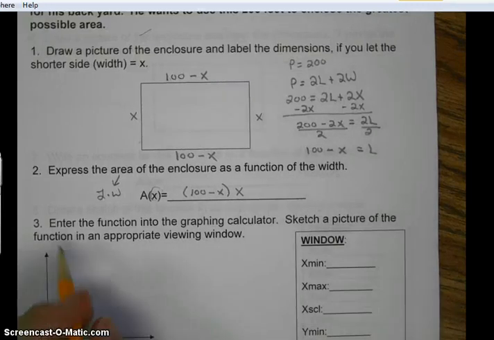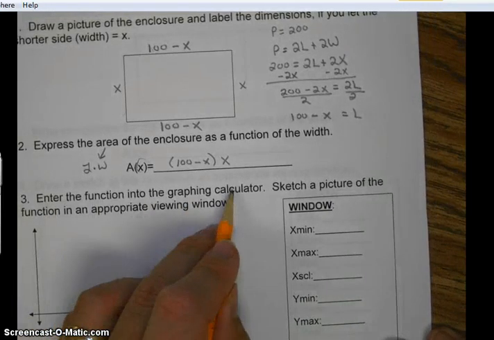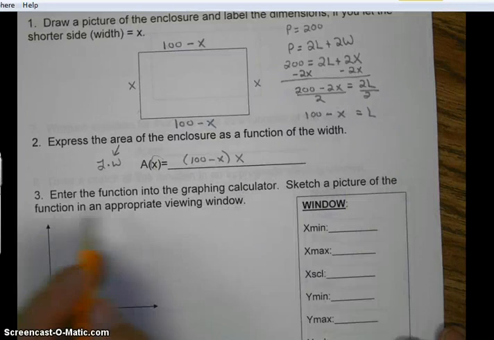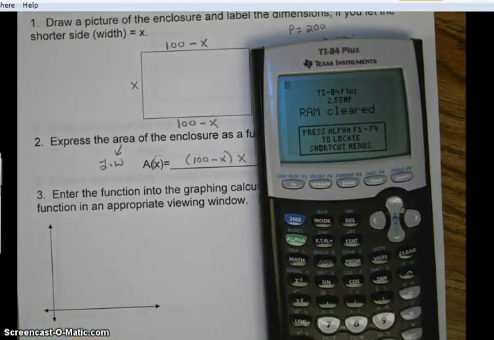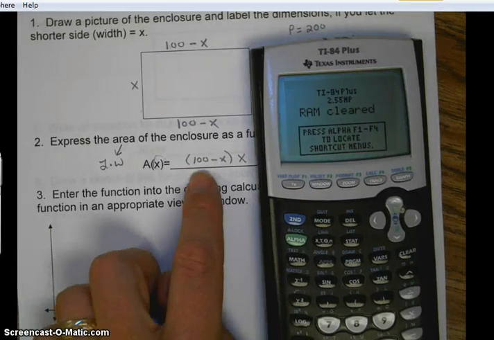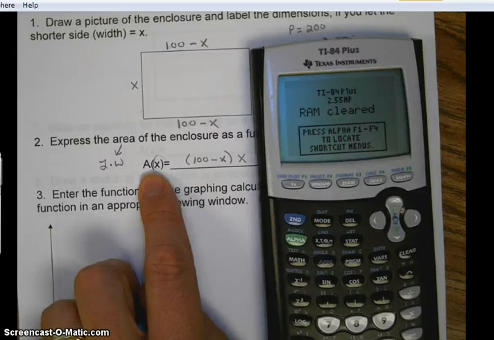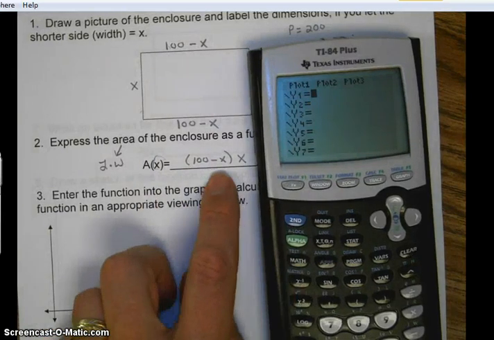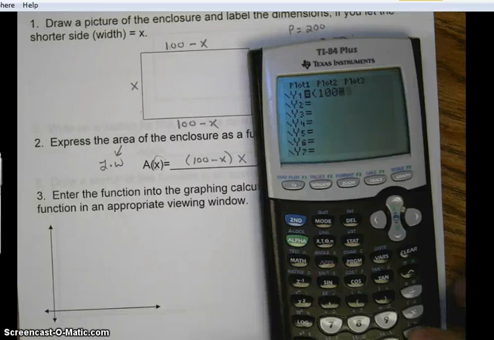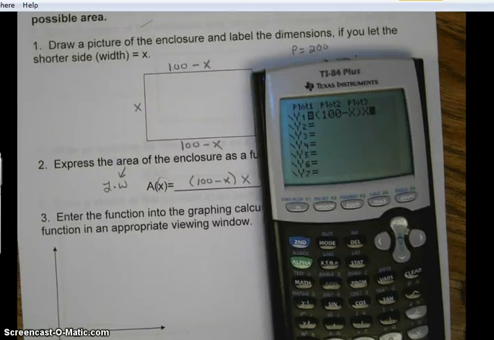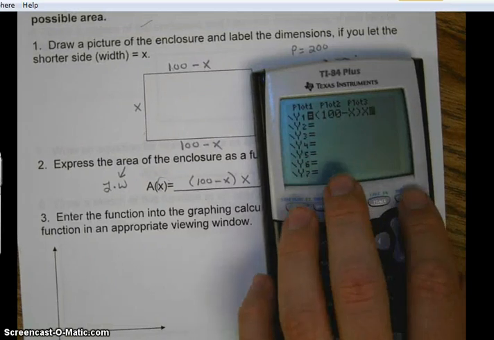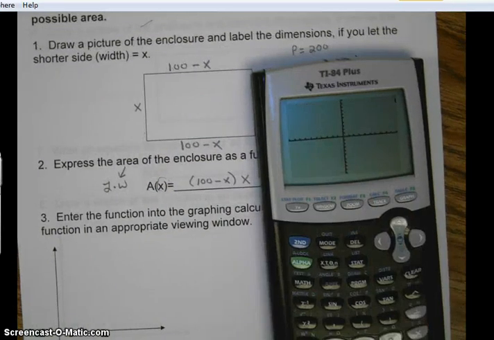Next thing we're going to do is enter the function into the graphing calculator and sketch a picture of the function in an appropriate viewing window. So let's plug in our function. Remember, this format is the same as y. We need to make a window for this, but let's see what it looks like on a standard window right now. You can't see much, can we?